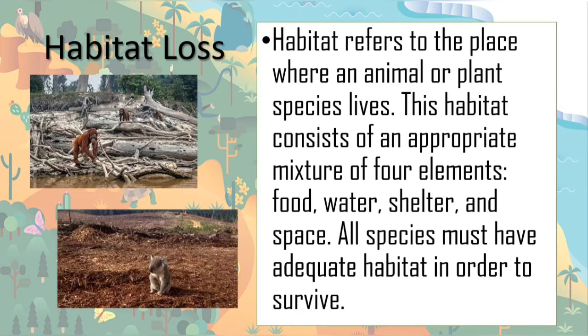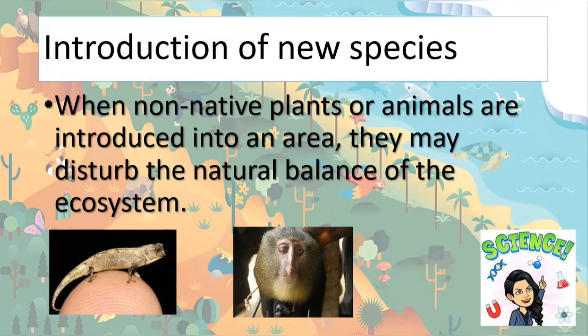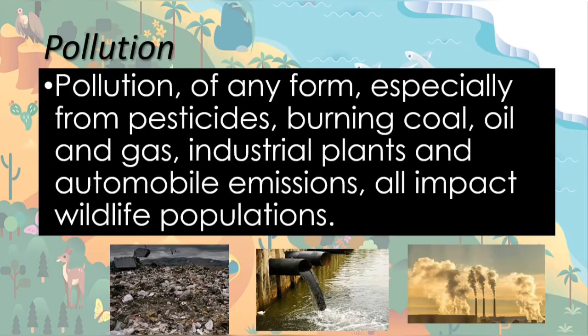Habitat loss is the principal cause of habitat destruction, and includes mining, logging, trawling, sprawling, and even pollution. Introduction of new species: when non-native plants or animals are introduced into an area, they may disturb the natural balance of the ecosystem. New species competing with native species sometimes lead to extinction and altering ecosystem function.